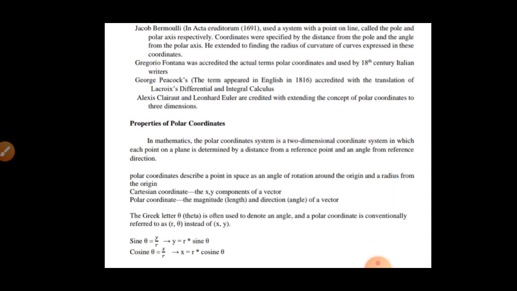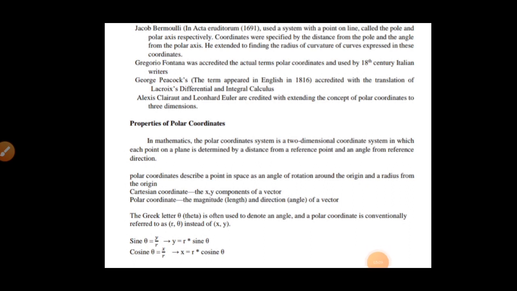Properties of polar coordinates. In mathematics, the polar coordinate system is a two-dimensional coordinate system in which each point on a plane is determined by distance from a reference point and angle from a reference direction. Polar coordinates describe a point in space as an angle of rotation around the origin and the radius from the origin.